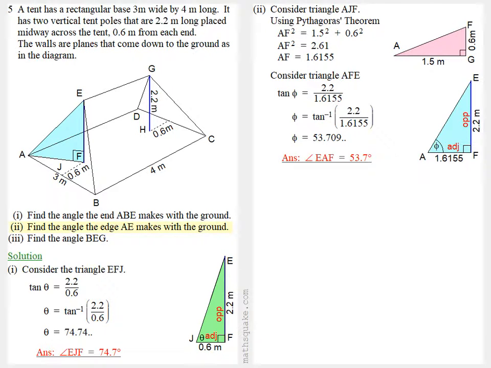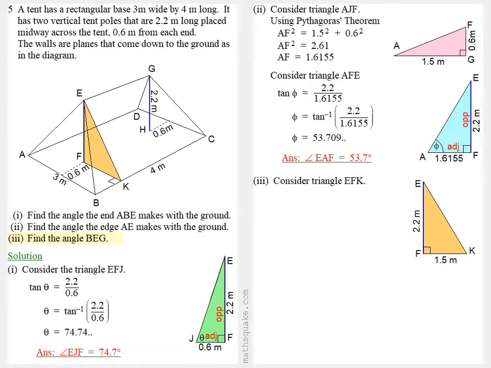In part 3, it asks us to find the angle BEG. Well, first, let's consider the triangle EFK. Now, the triangle EFK is a right-angled triangle, so we can use Pythagoras' theorem. And we have EK squared is equal to 1.5 squared plus 2.2 squared, which is equal to 7.09. If we take the square root of both sides, we get EK is equal to 2.6627.